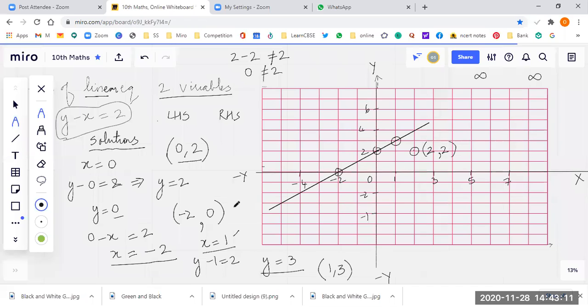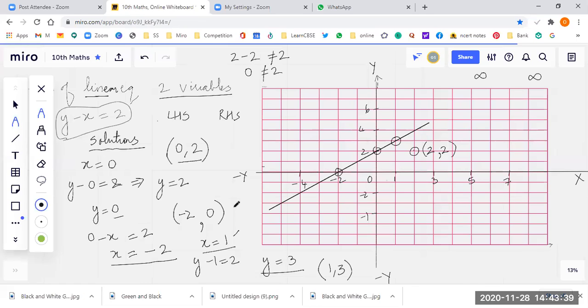That means what? Anyone can tell me? That means this point 2, 2 does not lie on the line. And students, if this point does not lie on the line, I can say that this point is not the solution of this equation. A very, very important understanding which very few students are able to get.